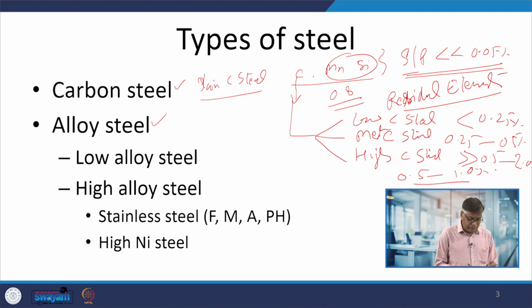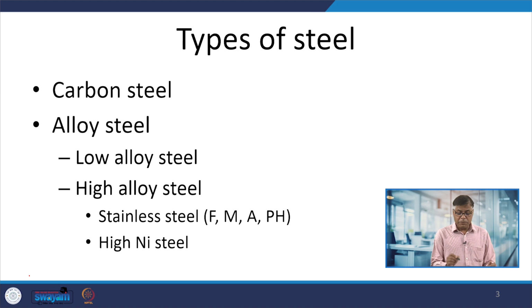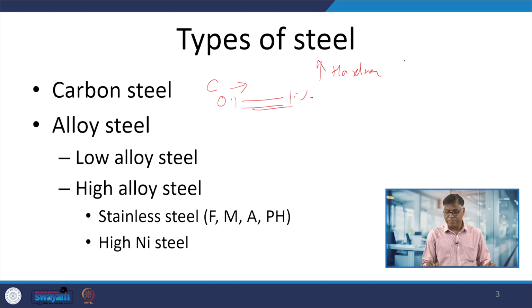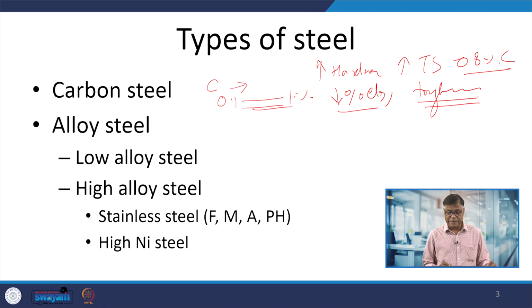On the other hand, when only the carbon content in the carbon steel is increased, what we notice is increasing hardness. So, the carbon content is increased say from 0.1 to 1%, for example. Hardness will be continuously increasing. Tensile strength also increases up to 0.8% of the carbon. But this will be happening at the cost of percentage elongation, that is ductility, and the toughness. These are compromised very badly.